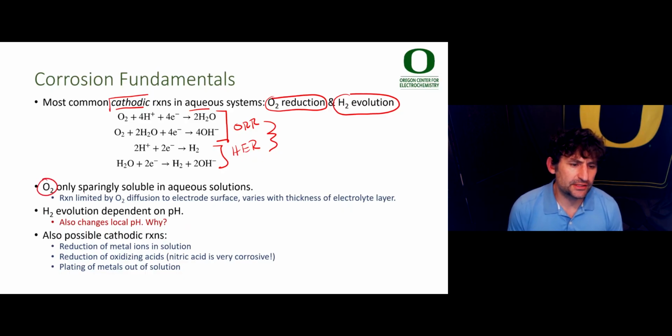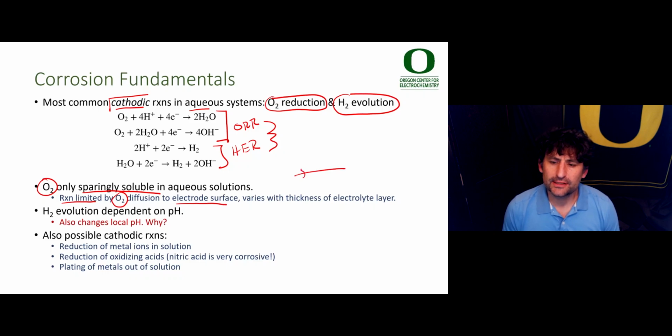Now, oxygen is only sparingly soluble in aqueous solutions. So what can happen is the reaction can be limited by O2 diffusion to the electrode surface. Remember, in order for an iron 2+ to come off, we need to take those electrons and put them somewhere. We need to complete the cell, right? And so we need to have an O2 that can make it to the surface to accept those electrons to drive an overall electrochemical circuit. So therefore, the rate of corrosion, if O2 is the cathode reactant, varies with the thickness of the electrolyte layer, varies with how fast oxygen can get to the surface.